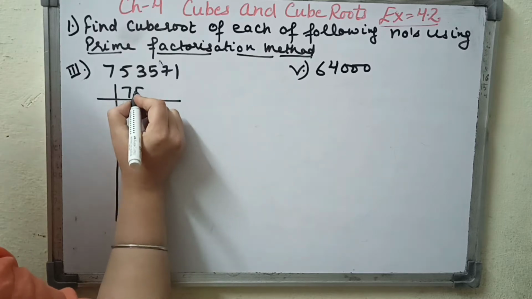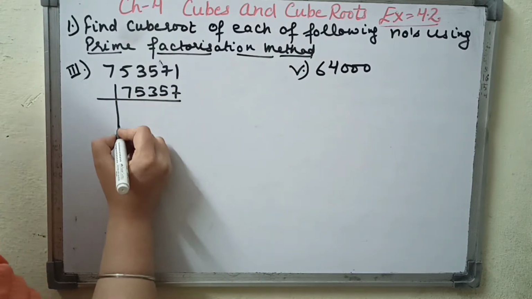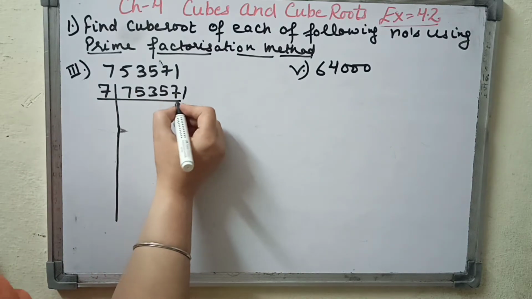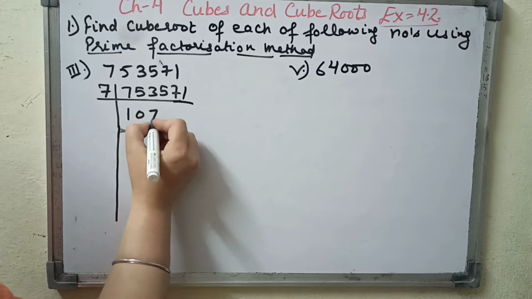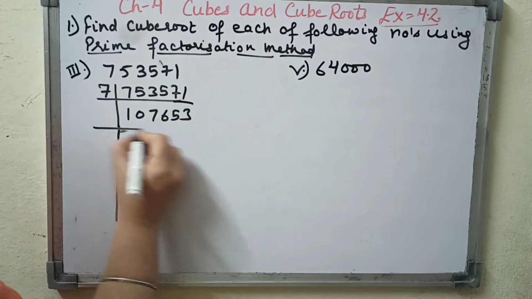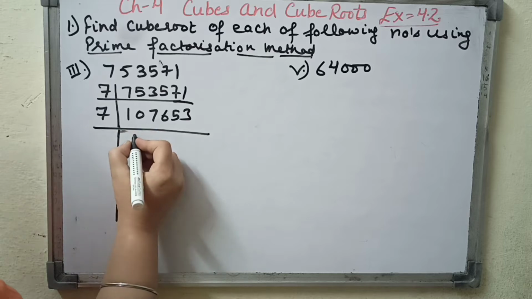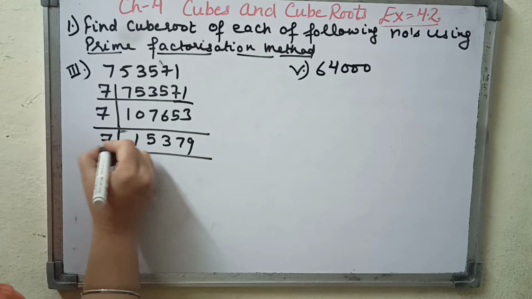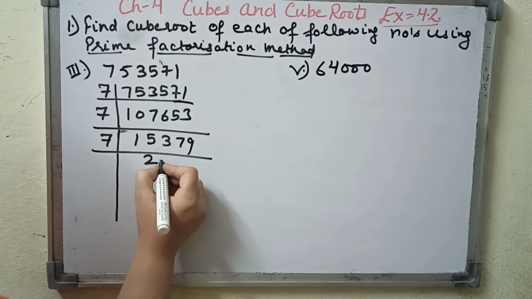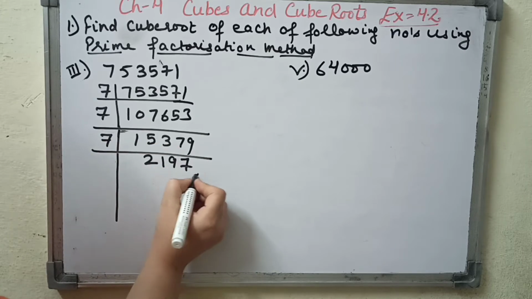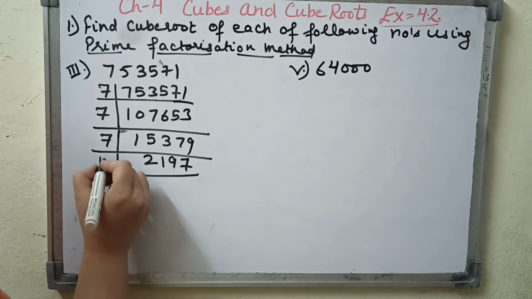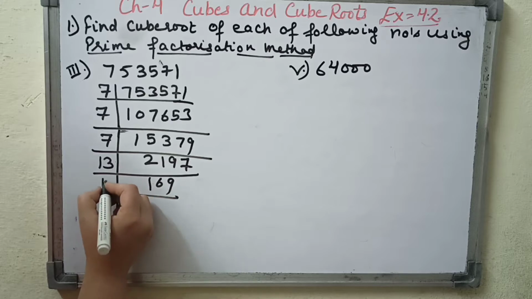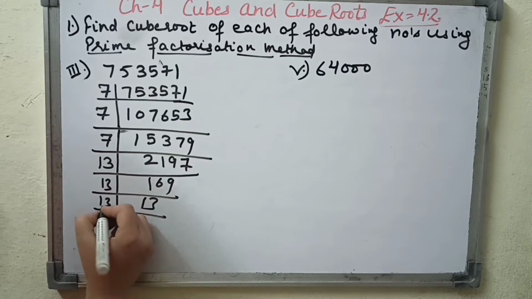So, 753571. It is divisible by 7. When we divide it by 7, we get the quotient 107653. Again, it is divisible by 7. We get the quotient 15379. Now, again it is divisible by 7: 7 2s are 14, 7 1s are 7, 7 9s are 63, and 7 7s are 49. Now 2197 is divisible by 13: 13 169s, 13 13s and 13 1s.